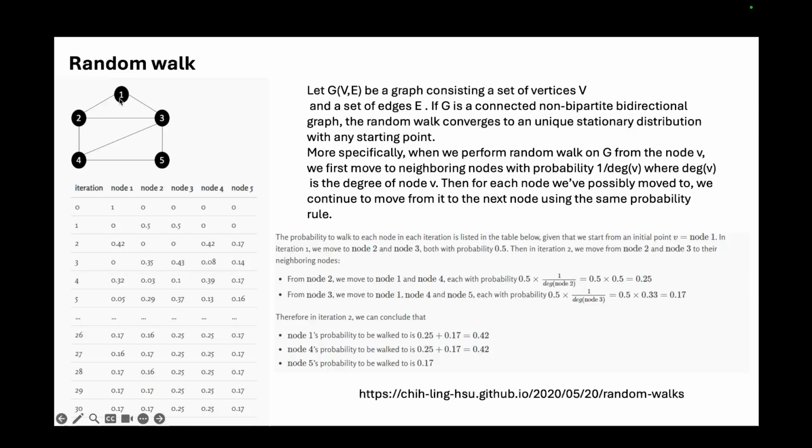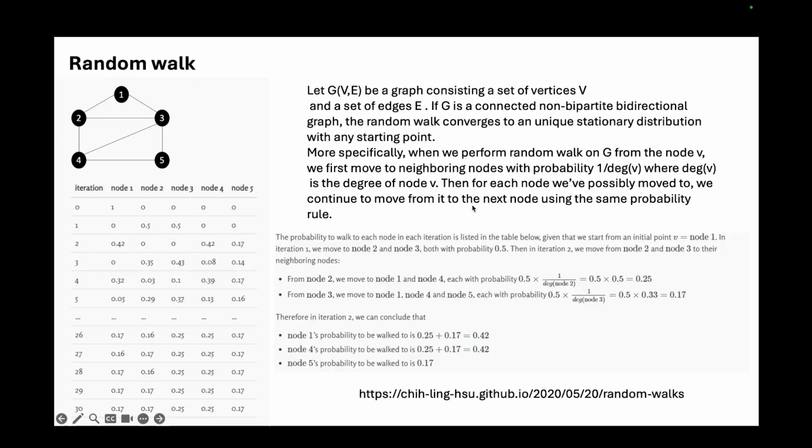In iteration 1, so these are your iterations 1, 2, 3, 4 till 30. In iteration 1, you move to node 2 and 3, right? So from 1, you can either move to 2 or you can move to 3. There are two options, and each of them is equally feasible. So there is a 0.5 probability for node 2 and 3.